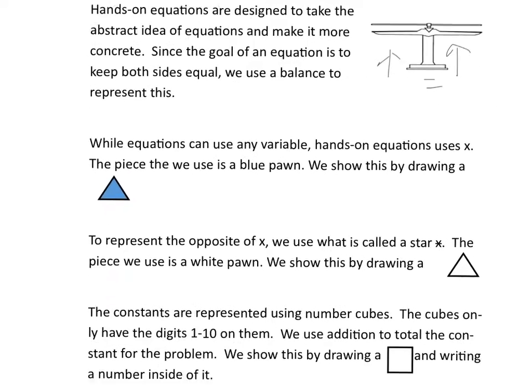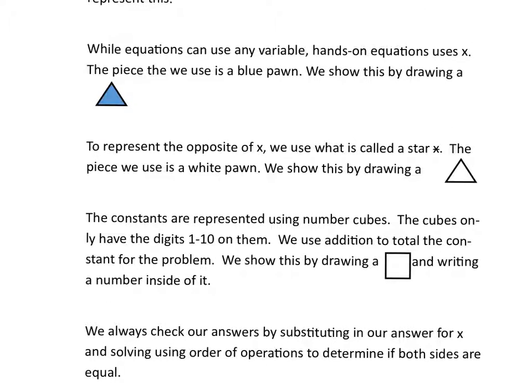Now, while equations can use any variable, hands-on equations uses just the variable x, nothing else. And we represent the x by using a blue pawn, which we show in a drawing as a blue triangle. So if we had 2 x's, that would be 2 blue triangles. If we had 5 x's, that would be 5 blue triangles, and so on.